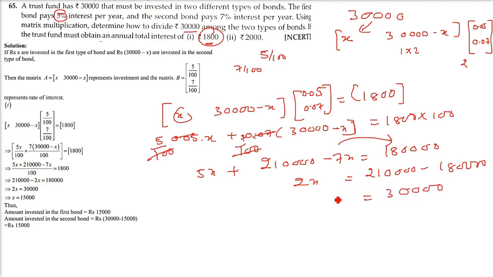So x will be equal to 30,000 divided by 2, that is going to be 15,000. It is not 4 zeros, it is just 3 zeros, so guys please change that. So one amount is 15,000. What will be the other amount? 30,000 minus 15,000 is 15,000. So if the x amount is 15,000, the other will be 30,000 minus x, that is 15,000. This is how you have to divide. I hope you got the idea.